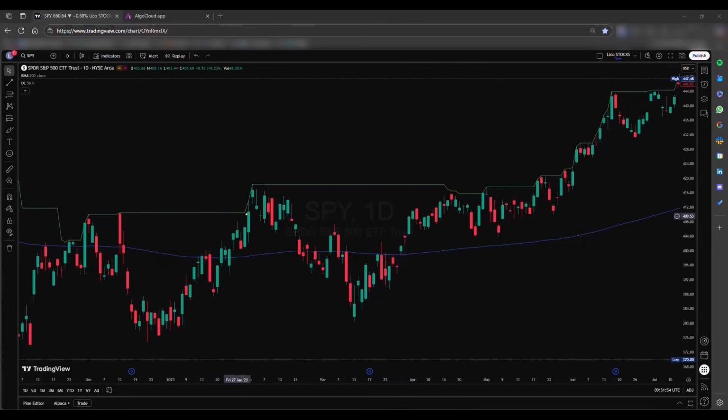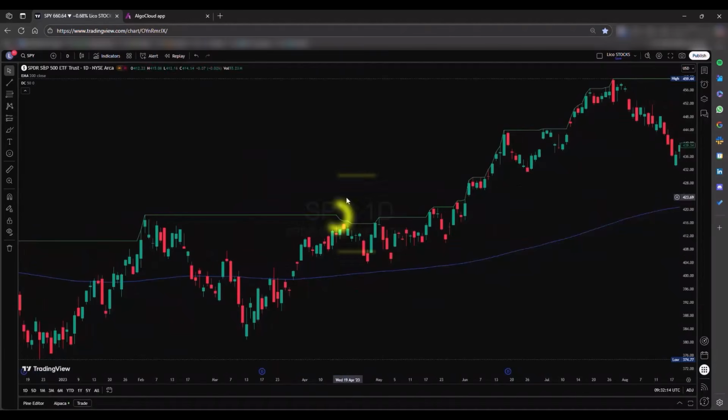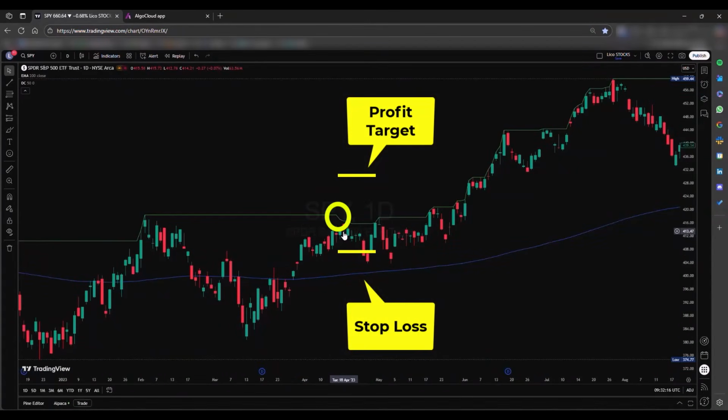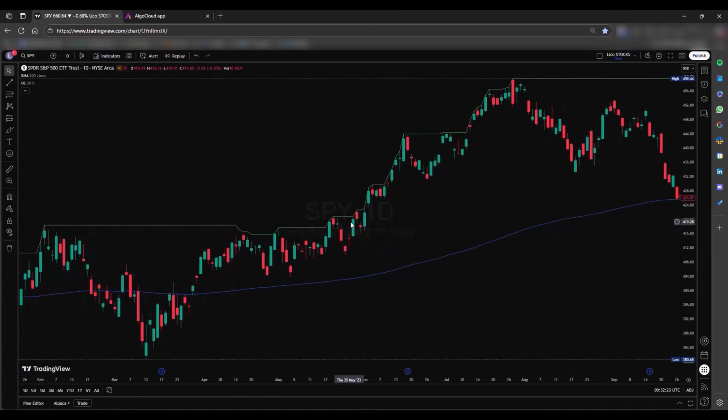It looks very simple on the chart. The entry level corresponds to the breakout high, above which we have a profit target and below which we have a stop loss. After closing the trade, we wait for the next breakout and repeat the whole process again.